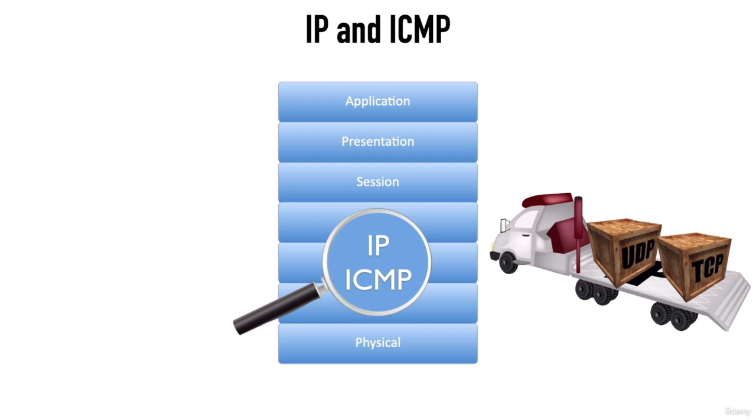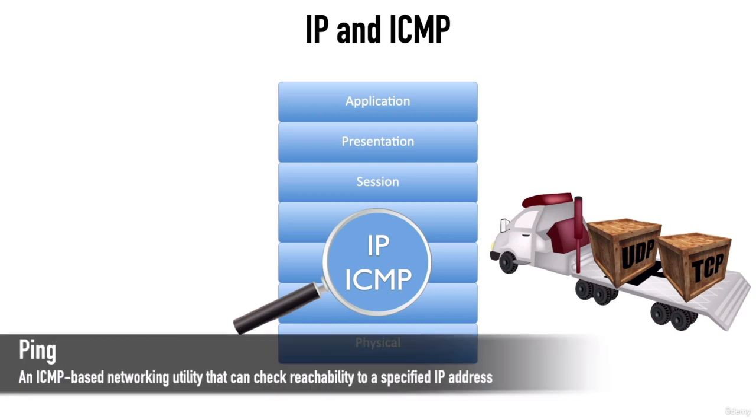Also at layer 3, we have the Internet Control Message Protocol, or ICMP. The most common use of ICMP is with the ping command, something that you may have used before. A ping lets us see if our network device has reachability to another network device, which could be on our local network, or out on the internet, maybe a web server.